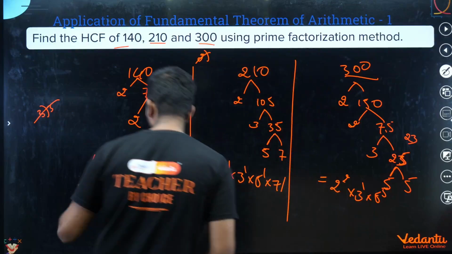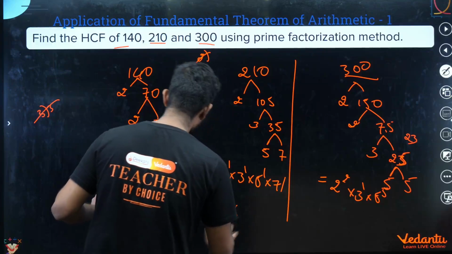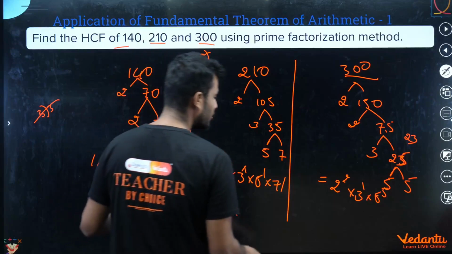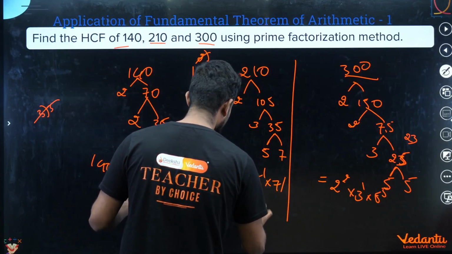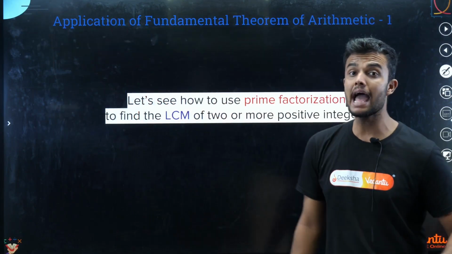What is HCF? Look here. 2 power 2 is there, but here 2 power 1 is there. It's nothing but 2 only. Next here, 3 is not there, that's why 3 gets cancelled. Compared to 5, 5 power 1 is there, 7 is also not there. The HCF value is 10. I hope it's clear. Let's move to the LCM.